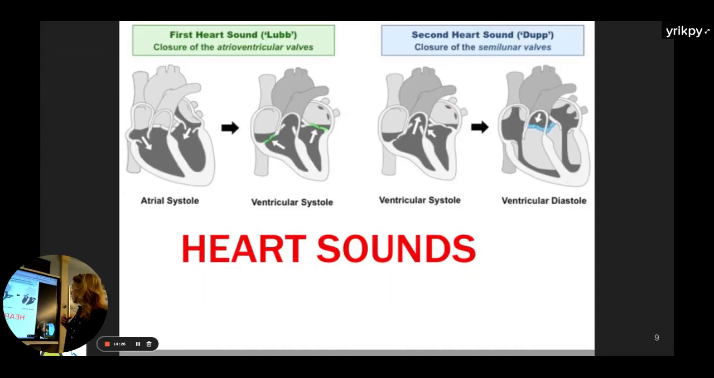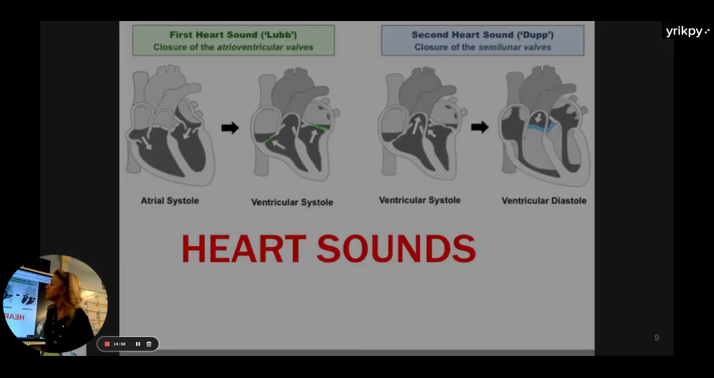And I reviewed already about your sounds. So that beating that we hear, the first sound is the AV valve slamming, tricuspid and bicuspid, when the ventricles contract. The second sound is when the ventricles relax. It's all about the ventricles, right? They're either contracting and you want the blood to go in one direction, so it slams the door shut from which they came. And then when they relax, then the semilunar valves get slammed shut.